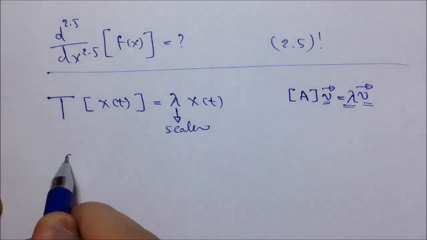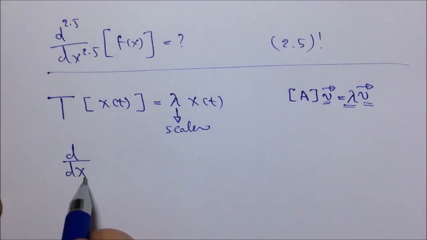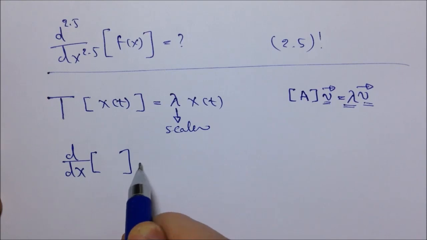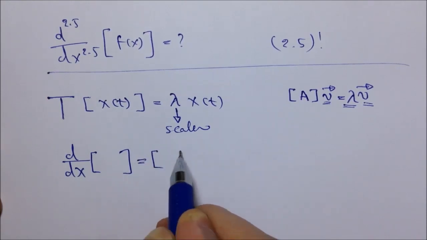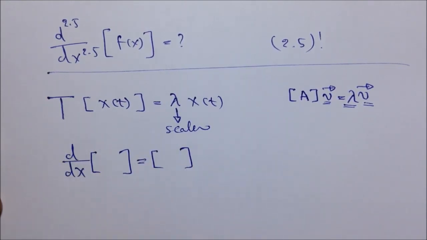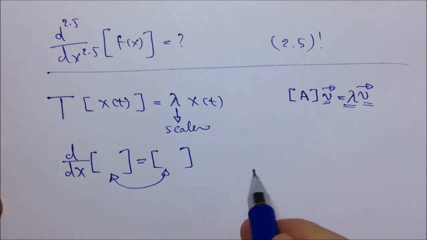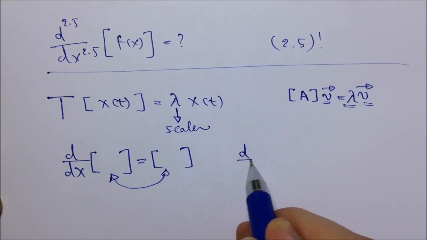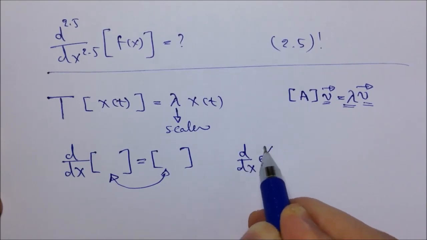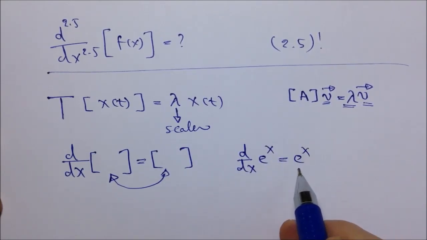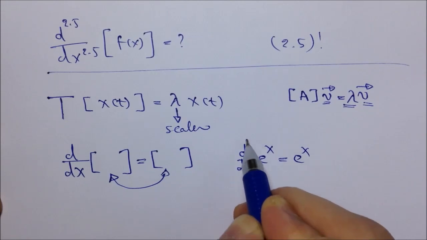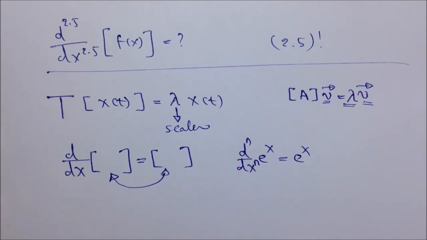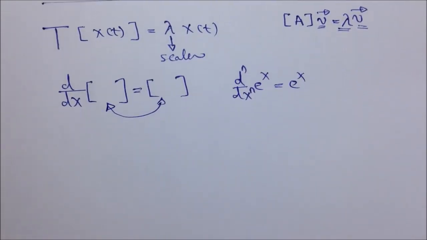Now if we took differentiation as an operator, then the question is, what is the eigenfunction of the differentiation? In other words, what is the function that has a derivative equal to the function itself? The obvious answer is e to the x. If you differentiate e to the x, you're going to get e to the x again, even if you differentiate it n times. Now we can write a more general statement.